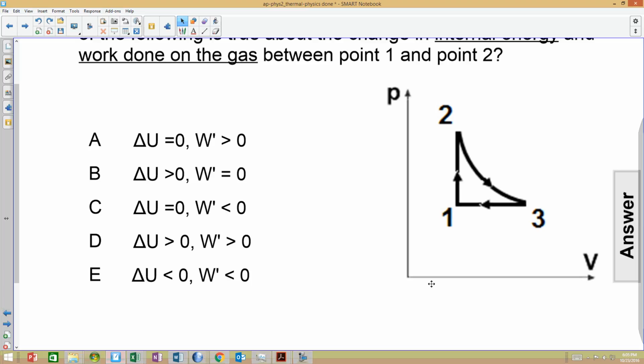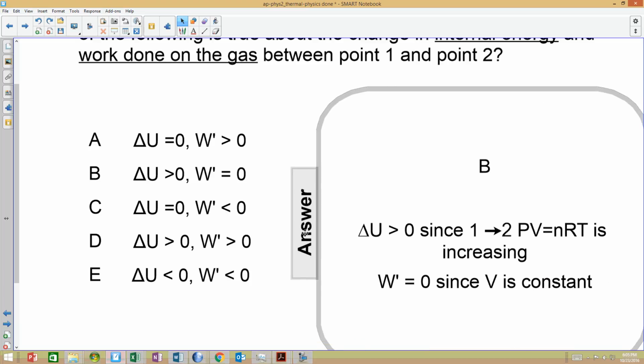Okay, so let's take a look at the answer. The correct answer is B. You had to choose this because there's no work being done. There's no change in the volume, and therefore the only answer that can be correct is B.